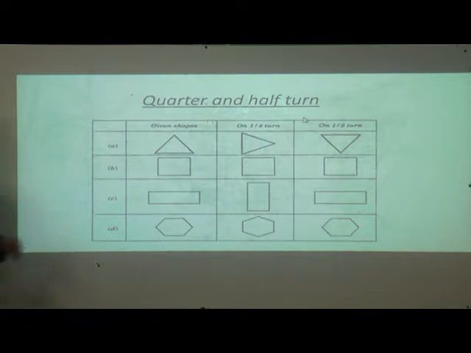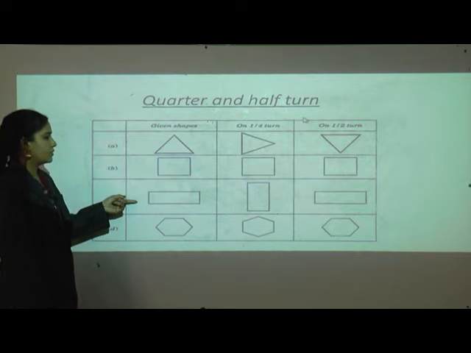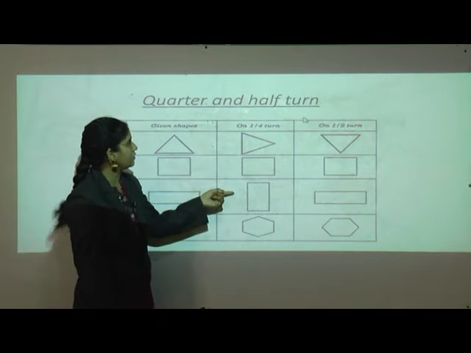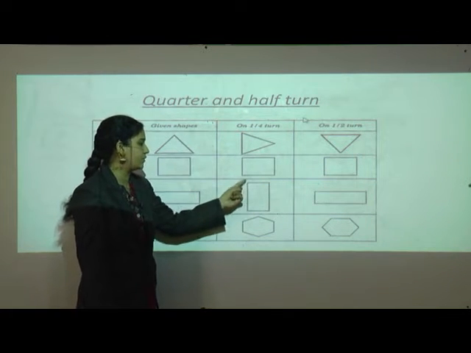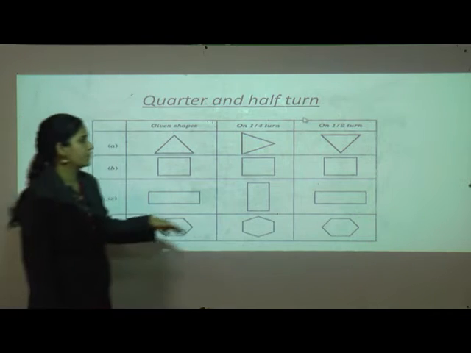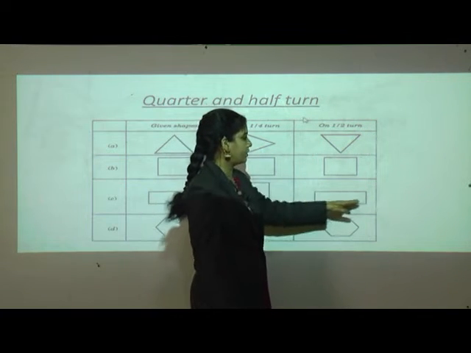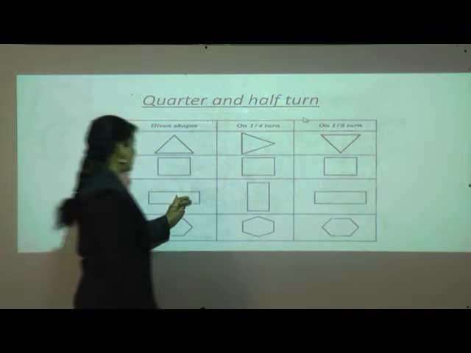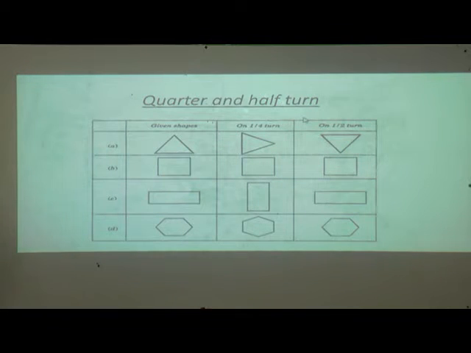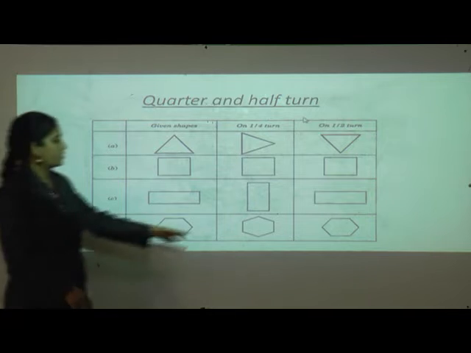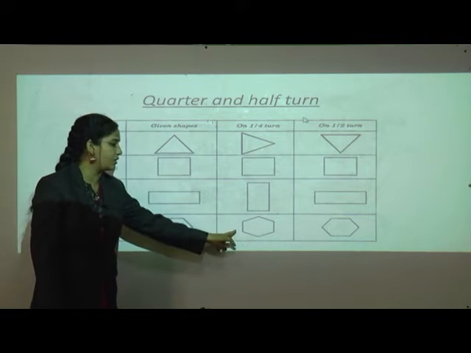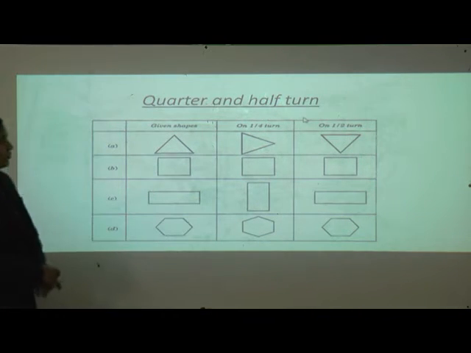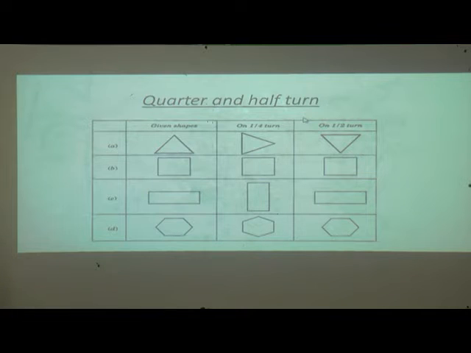Now see, here is a rectangle. If we turn it a quarter turn, it will look like this, and in the half turn it will look the same like this, isn't it? Now see here, a hexagon. A quarter turn of this figure will look like this, and for a half turn the same. Okay. Now students, here is exercise 6.2.